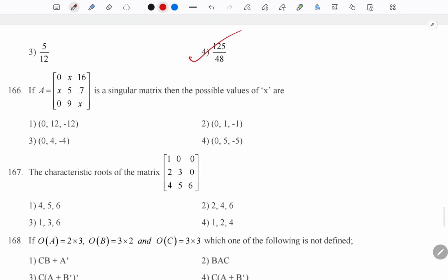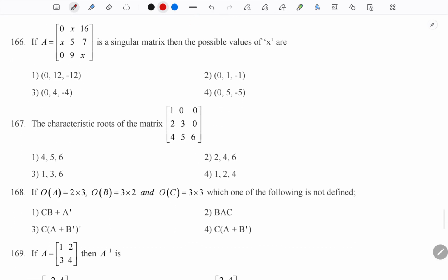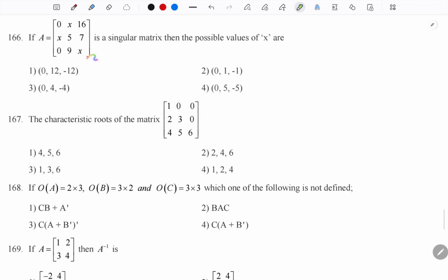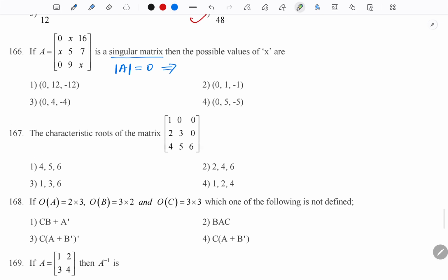Next one. The given one is a 3 cross 3 matrix, they are saying this is a singular matrix. What is the meaning of singular matrix? Determinant goes to 0, then the inverse is not possible. If any matrix is a singular matrix, then we can say determinant of A equal to 0. Then find out. You know how to expand this one? It's plus, minus, plus. So first element times this determinant, minus times this determinant, plus this times this determinant.